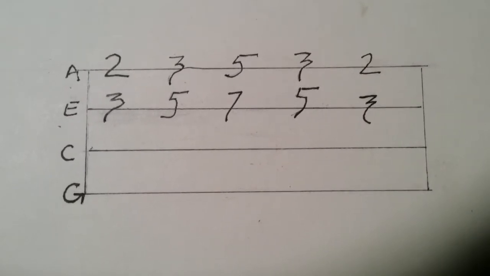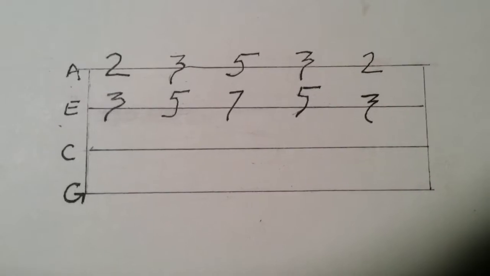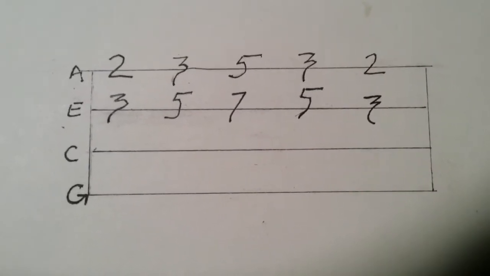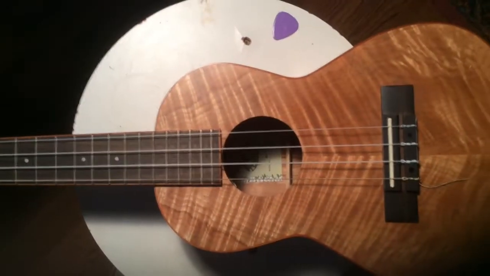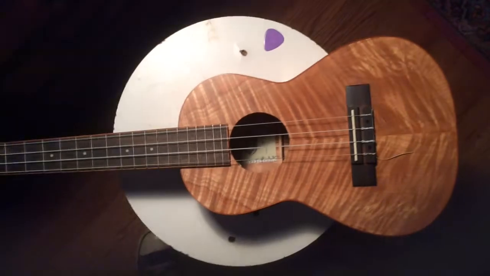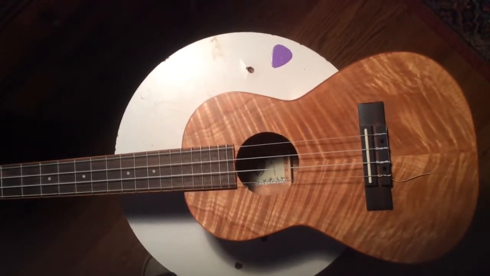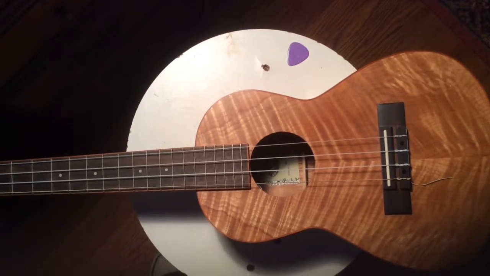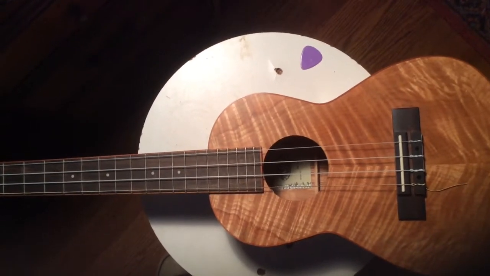So the main problem is figuring out what string is represented by what line. And here's a little trick that you can do. Take your uke, put it in your lap. Now I've got this on a table because I'm having to film this, but put it in your lap and have the neck pointing the same direction that it would be pointing if you were actually playing your uke.